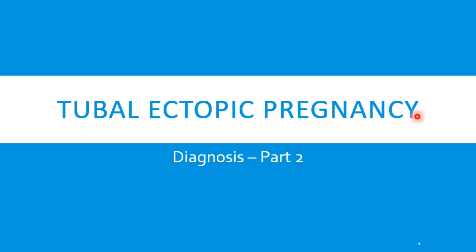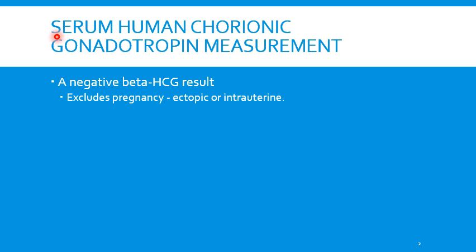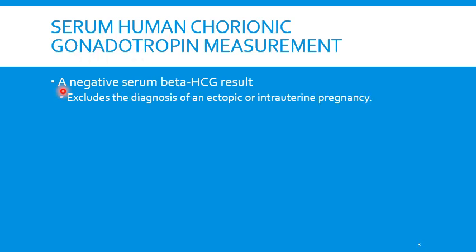Tubal ectopic pregnancy diagnosis. This teaching video is meant for undergraduate medical students. The second useful test in the evaluation of suspected ectopic pregnancies is the measurement of serum human chorionic gonadotropin. A negative HCG result excludes pregnancy, that is either an ectopic or an intrauterine pregnancy.